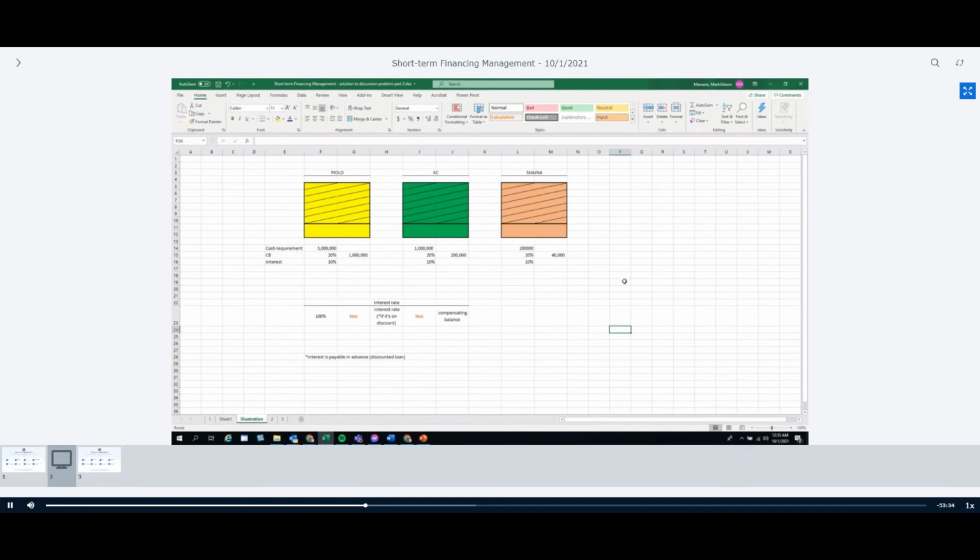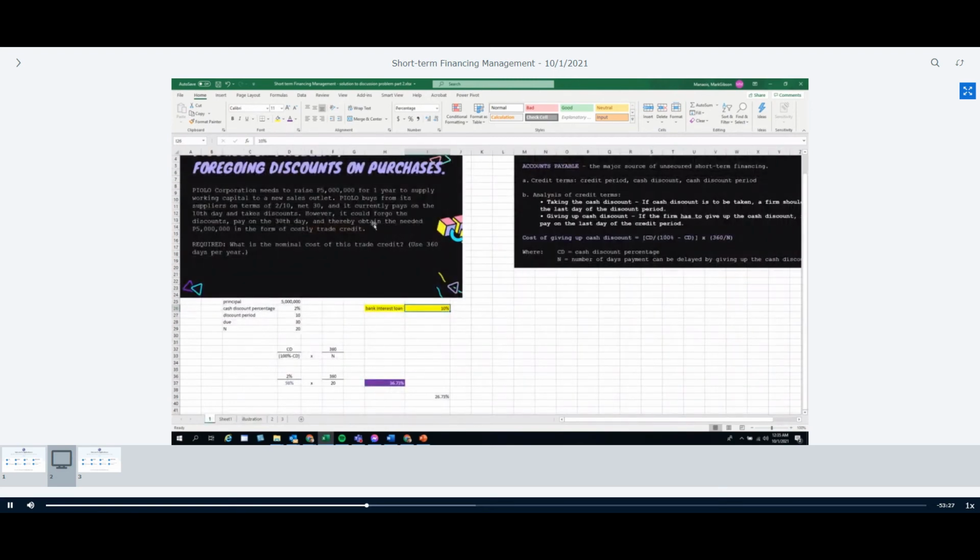So remember si Piolo. Ito pala karugtong nung pinag-usapan natin sa problem number 1. Remember, napag-usapan natin sa problem number one, instead of foregoing the cash discount, ituloy pala dapat ni Piolo yan. Instead of using that money to finance the working capital for the new sales outlet, ang advice natin is to go to the bank and loan 5 million.